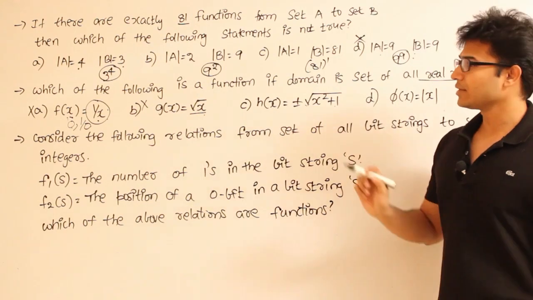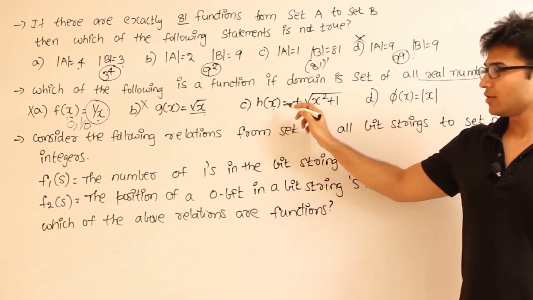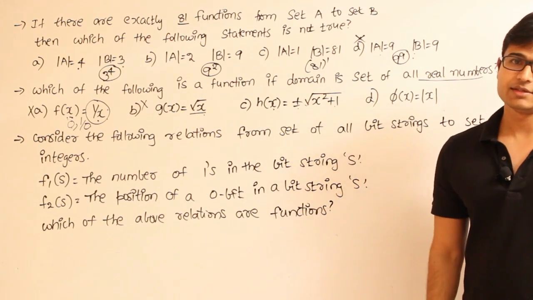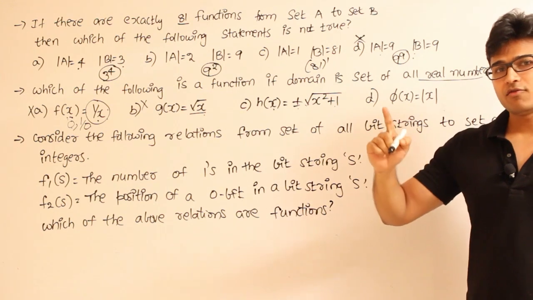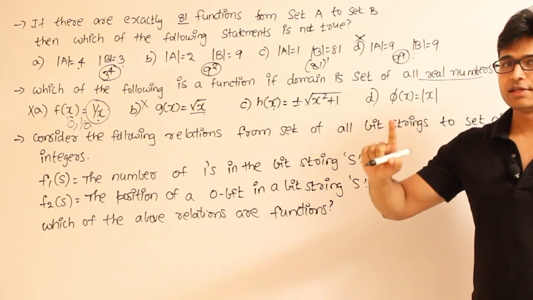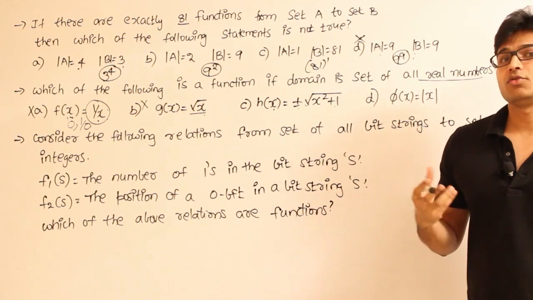Now what about this one? If you observe it, for every number there are two numbers mapped to it, plus or minus, isn't it? But a function should have mapping for every one element in the domain. You should only get one element in the codomain. You should not get two elements.